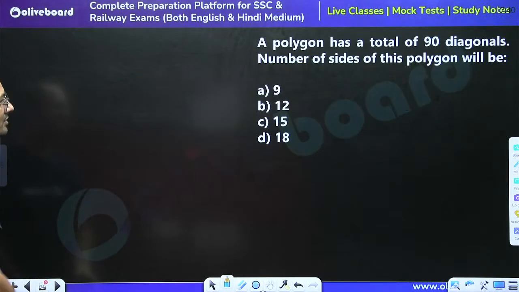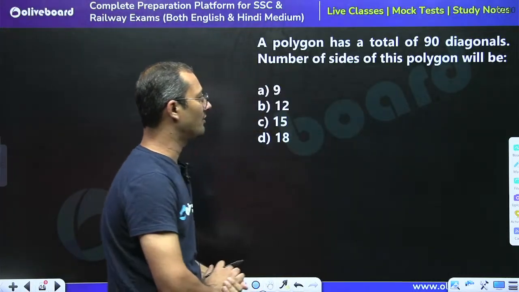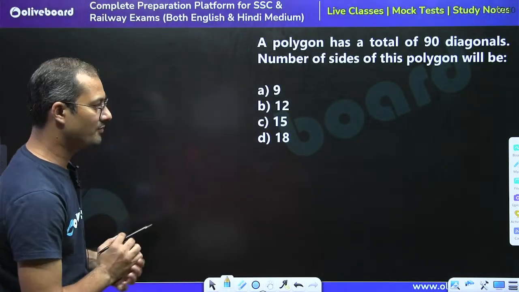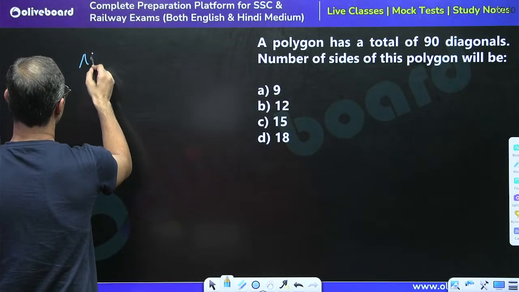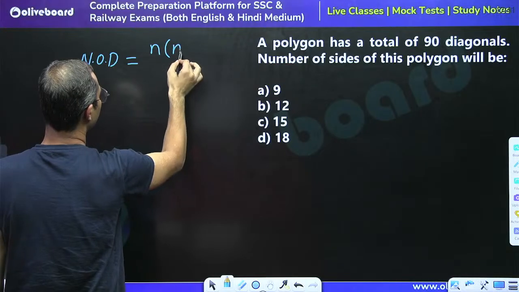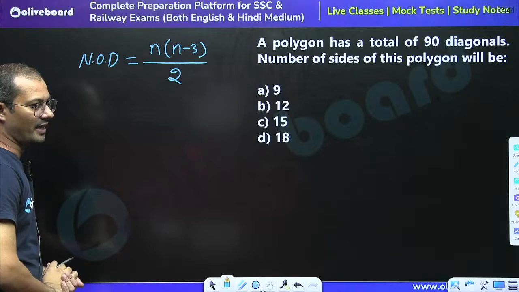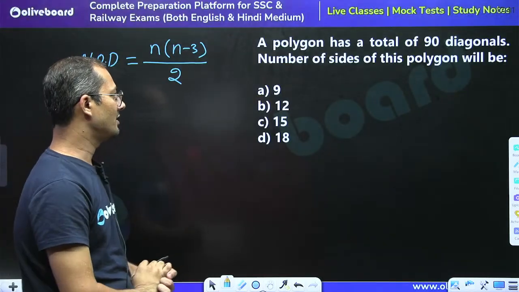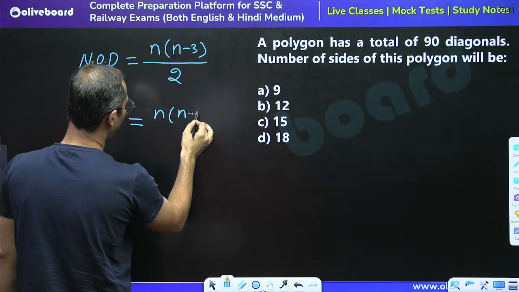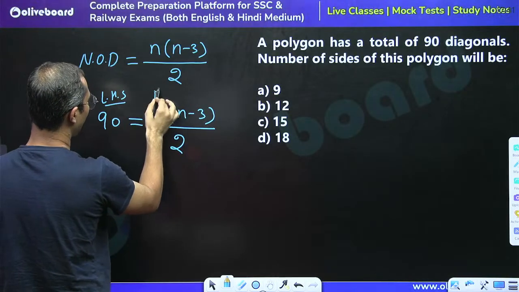Moving to next, tell me what is the answer for this question. A polygon has a total of 90 diagonals. The number of sides of this polygon will be? We must know the formula for the number of diagonals, right? The number of diagonals, where n is the number of sides, is given by n bracket n minus 3 divided by 2. So 90 is equal to n bracket n minus 3 divided by 2. This is the left hand side, this is the right hand side, right?